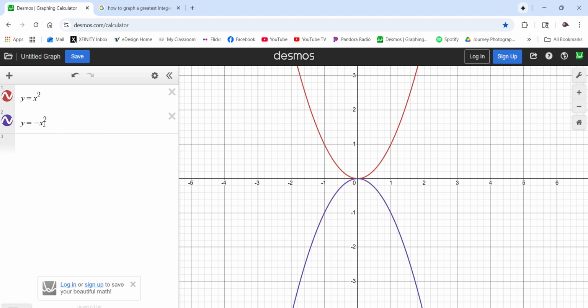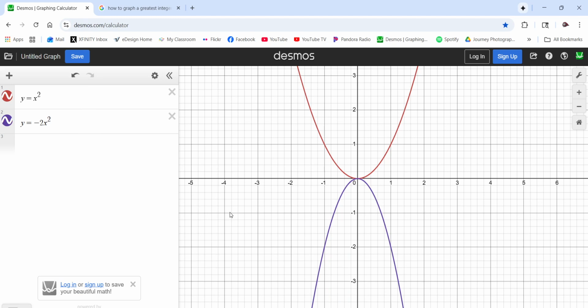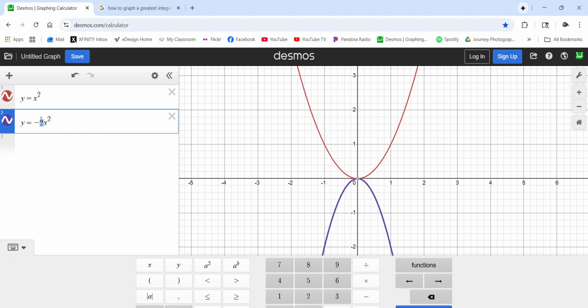All right, let's do this. Obviously, if we put a negative 2, what do you think that's going to do? It's going to flip it and make it skinnier, right? Yeah, make it steeper, skinnier, however you want to say it. Everybody see that? Now, what happens if I put a 3 in there? It'd make it even skinnier. Do you see what it's doing?